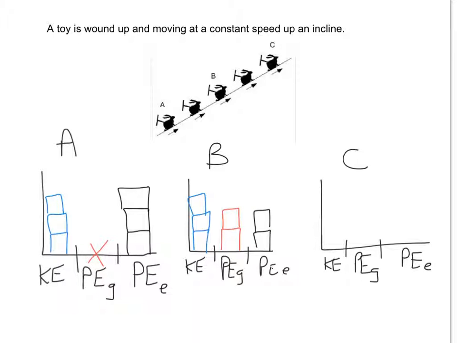At point C, it still has that constant speed. So the kinetic energy is still exactly the same as it was at point A and point B. The gravitational potential, now the toy is at a much higher point than it was at B. So I'm going to draw some extra blocks there to show that it's got more gravitational potential. But at C, that spring is going to have unwound even further. So I'm going to draw just 1 block for the elastic potential.